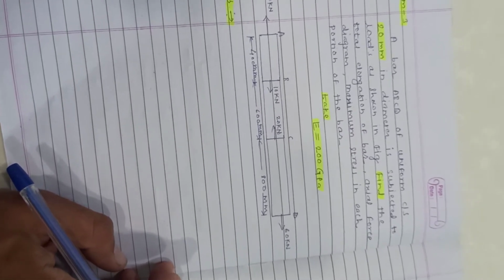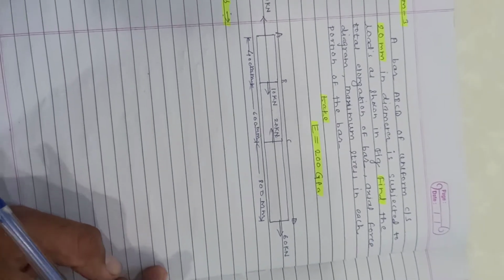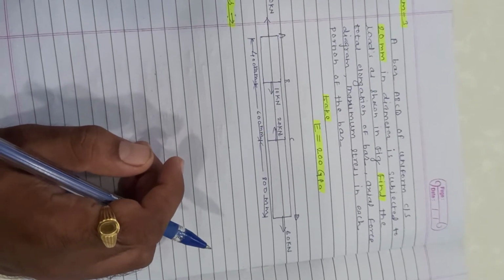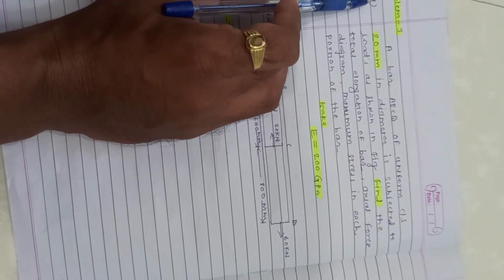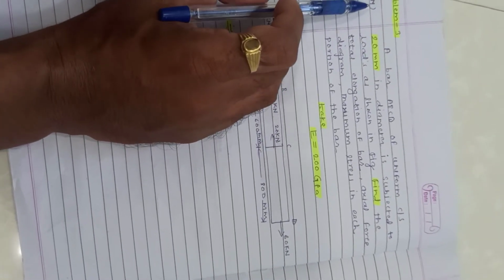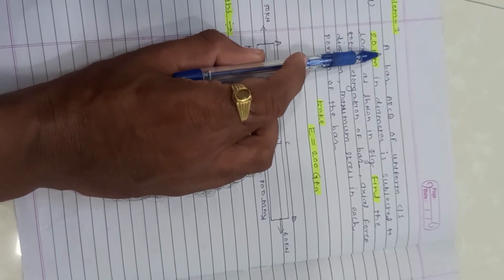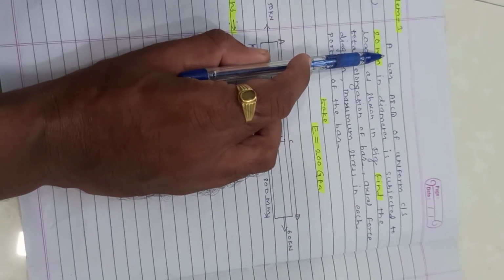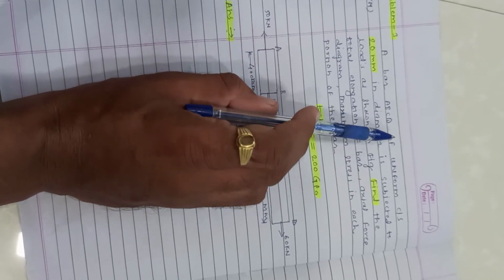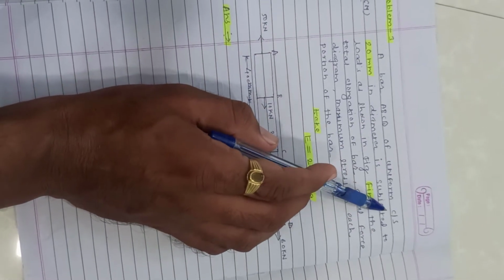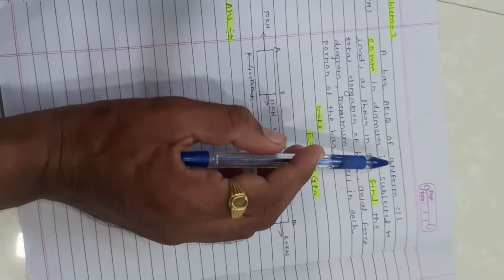So first of all we will see the problem statement. This question was asked for 6 marks in the university exam. So try to concentrate first of all on the problem statement. A bar ABCD of a uniform cross section is uniform.